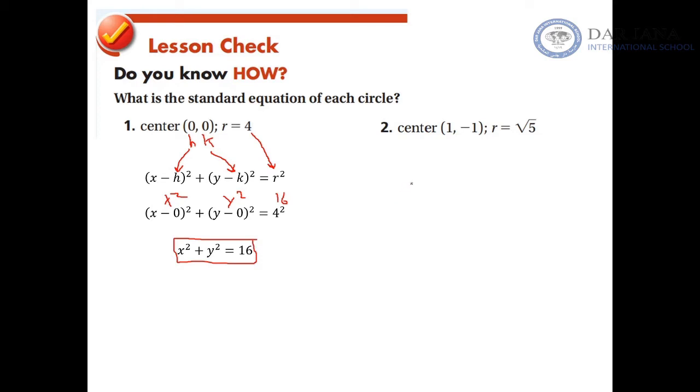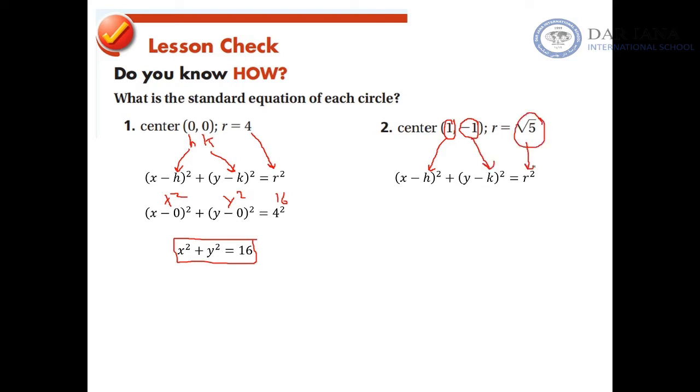Now, in number 2, again, I'm looking for the standard equation. So it is (x minus h) squared plus (y minus k) squared equals r squared. And it is good practice to always start by writing the equation first. Put it in front of you, okay? And then look at the question. Every value has a position where we are going to put it. So x minus h, this is h. Y minus k, this is k, and equals r squared, this is r.